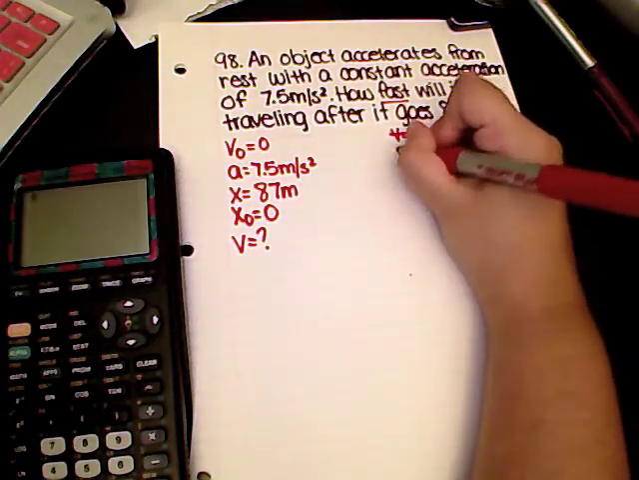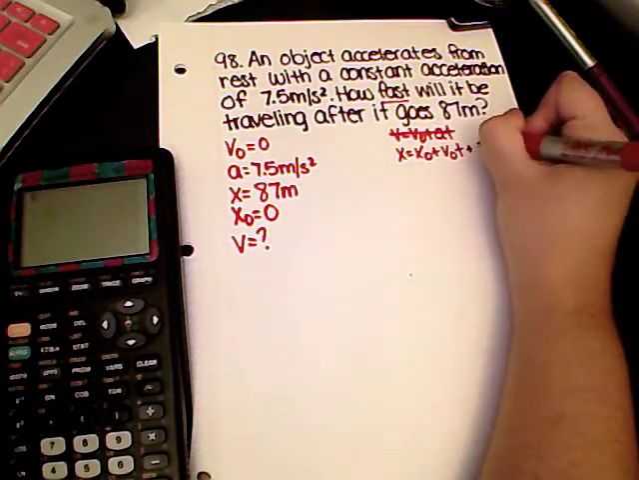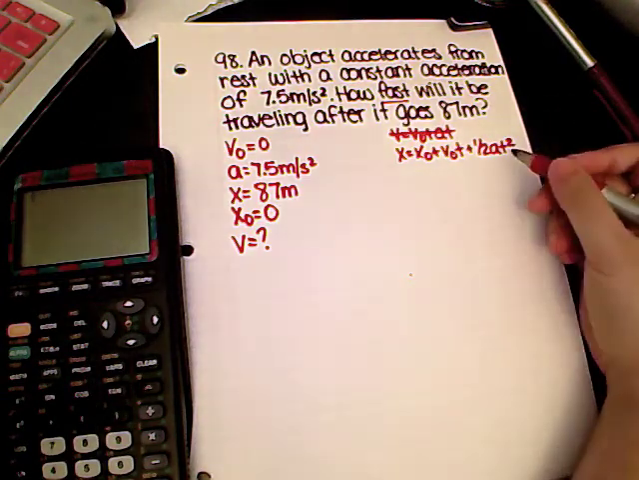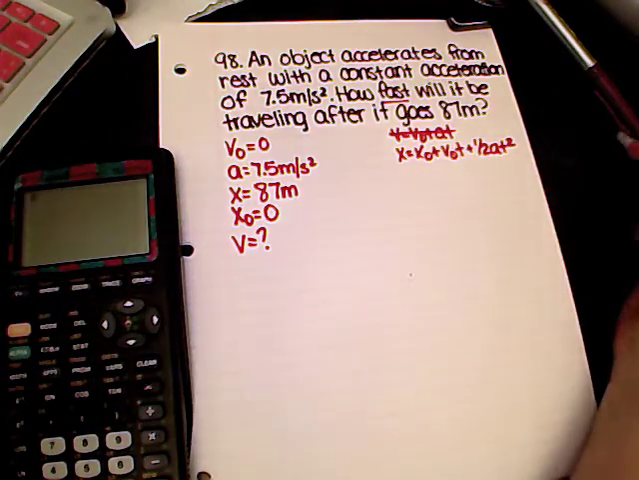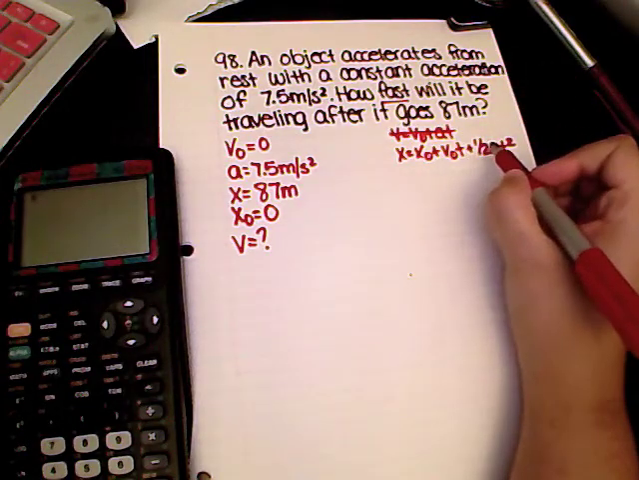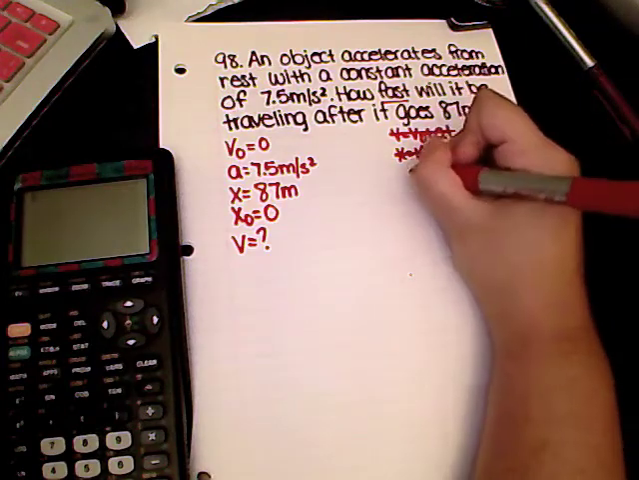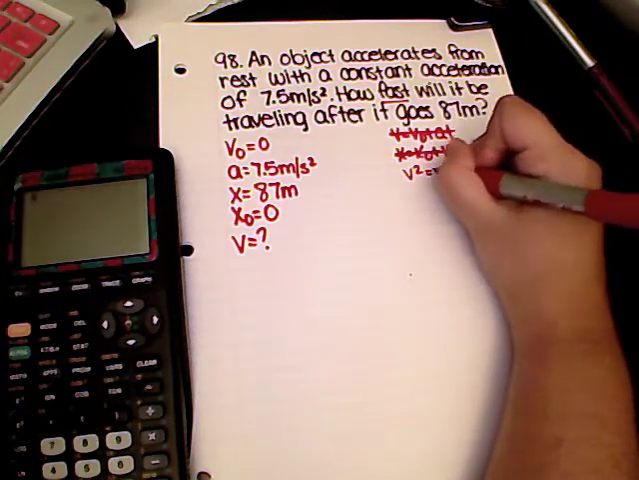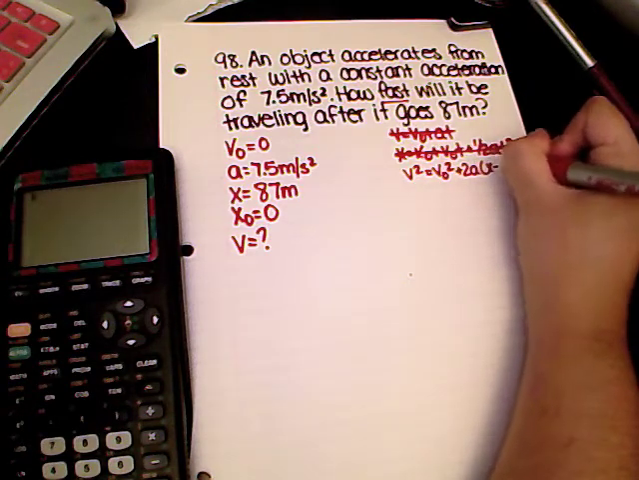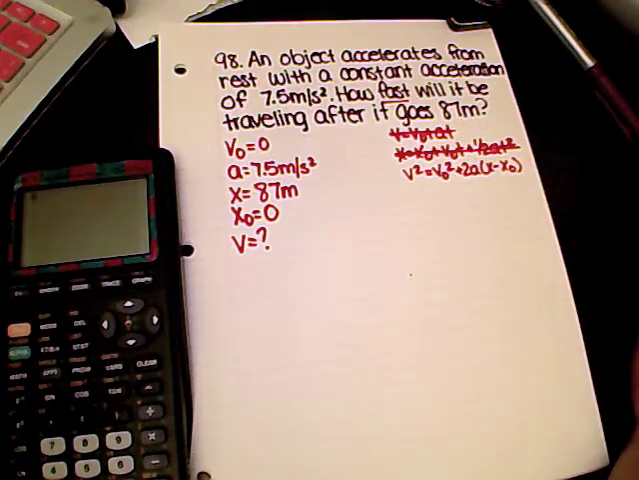The next is x equals x naught plus v naught t plus 1/2 at squared. Can we use this one? It looks like we could, but the only thing is we're solving for v, and this has a v naught, not a v, so we can't use this one either. So we cross that one out. Which means the last one we have left is v squared equals v naught squared plus 2a times x minus x naught. And if you look, we have everything given for that one.